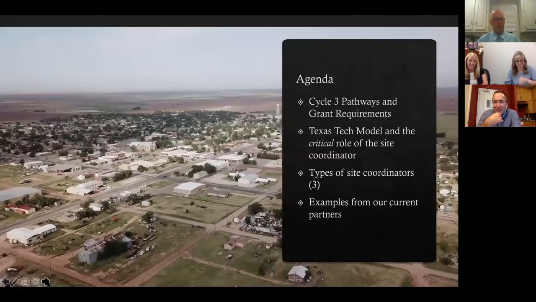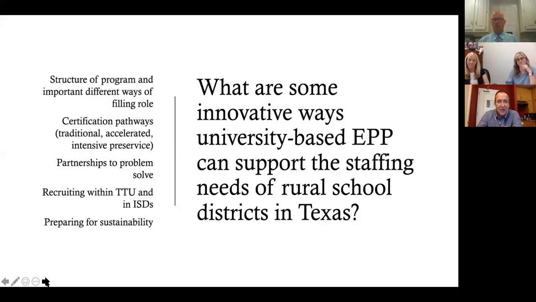Okay, so we have visited a little bit about the pathway requirements, described the role of the site coordinator for the TechTeach model, and some variations on that theme, and then some current examples that we're currently operating in. So the question really driving this presentation was, what are some innovative ways that universities can partner with rural school districts to help address their staffing needs?